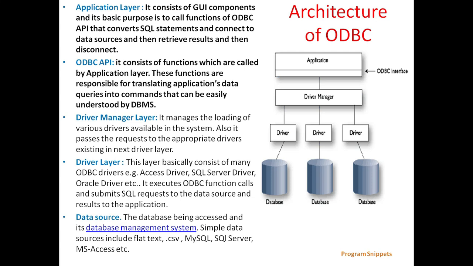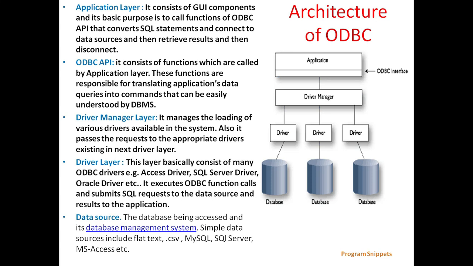Second is the ODBC API, which consists of functions which are called by the application layer. These functions are responsible for translating the application's data queries into commands that can be easily understood by the DBMS. Next is the driver manager layer. It manages the loading of various drivers available in the system. It also passes the request to the appropriate drivers which exist in the next driver layer.